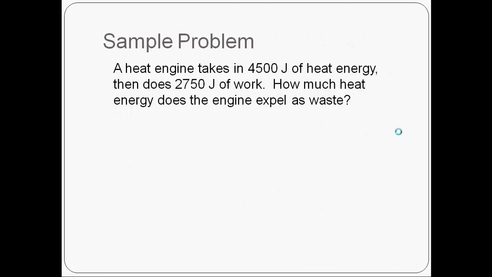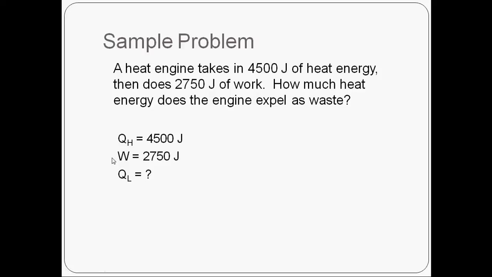Sample problem. We have some specs on a heat engine: the energy that it takes in as heat from its high temperature source, as well as the work that it does. We're trying to figure out how much heat goes into the low temperature reservoir, how much heat we basically wasted during this process. So some things we know. The heat input is 4,500 joules, so we'll set that equal to QH, because QH tells us our input heat. The work done was 2,750 joules. We're trying to find the heat waste, or QL.